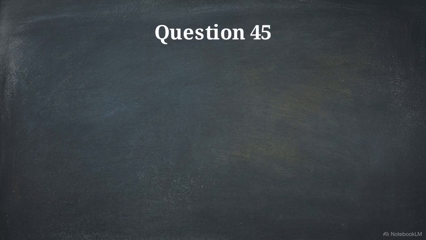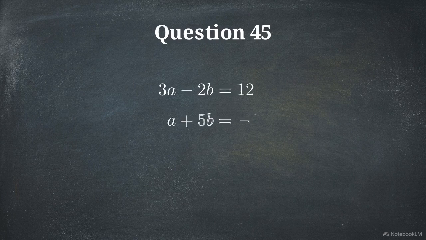Let's look at question 45 from the 2026 mathematics exam. We have this set of equations on screen. 3a minus 2b equals 12, and a plus 5b equals negative 13. Because both equations share the exact same unknowns, a and b, we have to calculate the numerical values that make both statements true at the exact same time.